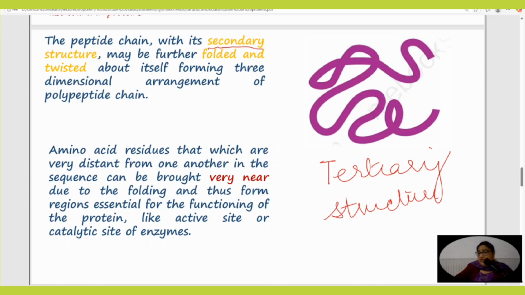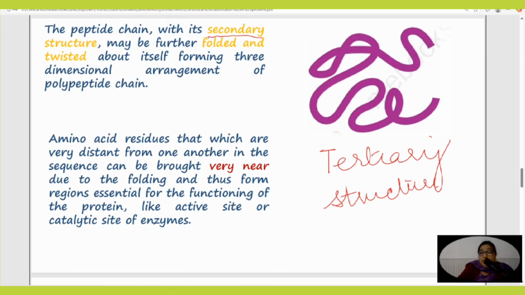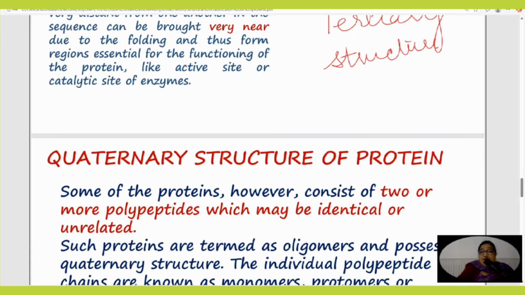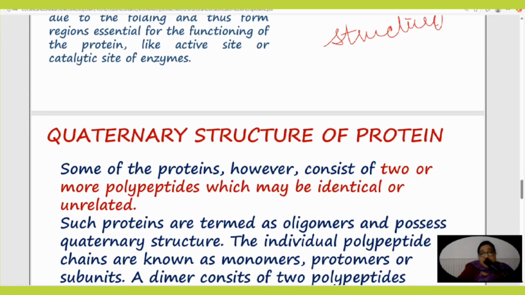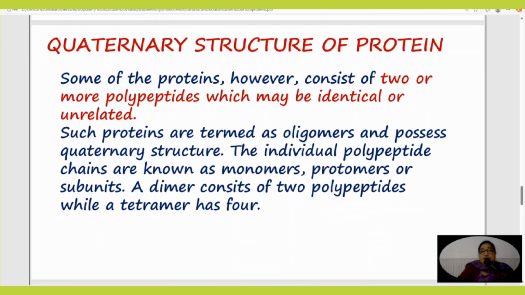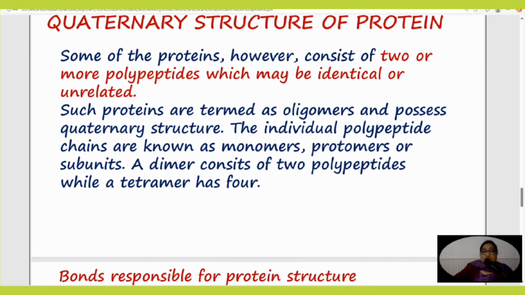So it is folded in such a manner that the tertiary structure is formed. And due to this constant folding arrangement, even the amino acid residues that are very far away from one another are brought very near. And once they are brought very near, there is a bonding, even disulfide bonding in the tertiary structure. Okay. Now, the quaternary structure of the protein.